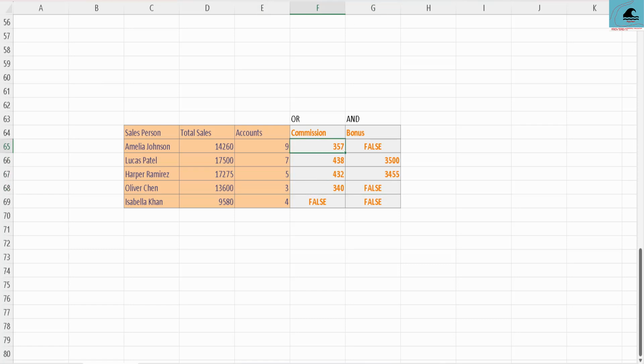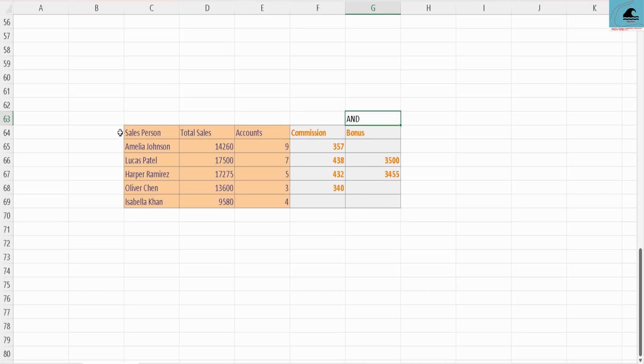These FALSE values can be replaced with a blank so that we need not see them. We can change it to blank by inserting a double quotation, so that where the bonus is applicable you will get a figure, and the rest will be blank.